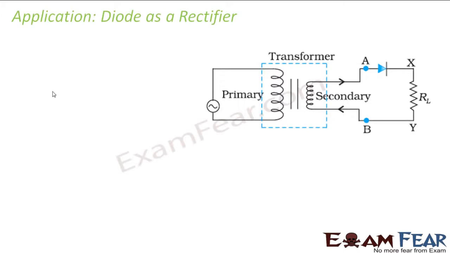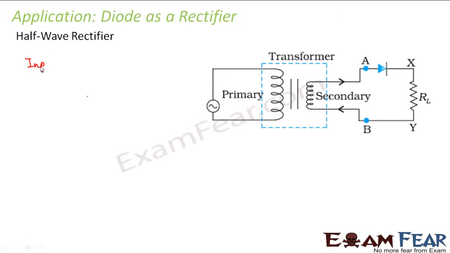So how does a diode act as a rectifier? Let us look at it. There are two categories of rectifier. One is known as a half wave rectifier and the other is known as a full wave rectifier. Let us discuss the half wave rectifier first. So what happens in the case of this half wave rectifier?